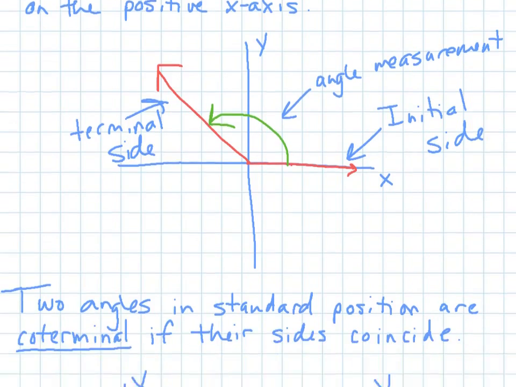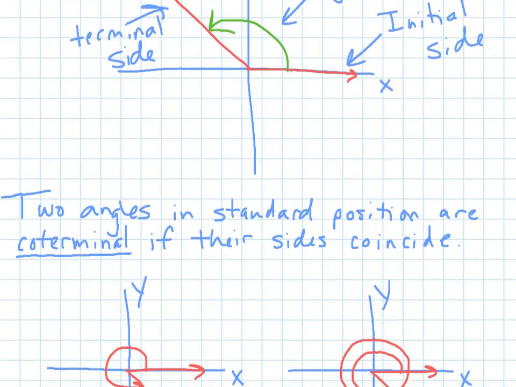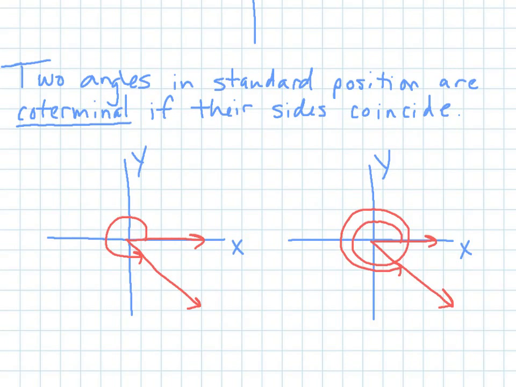Okay? Now, something else to consider is that if we have two angles that are in standard position, so the vertex is at the origin, the initial side lies on the positive x-axis, then we can have two angles that are coterminal if their sides coincide, or their terminal sides end up at the same spot.